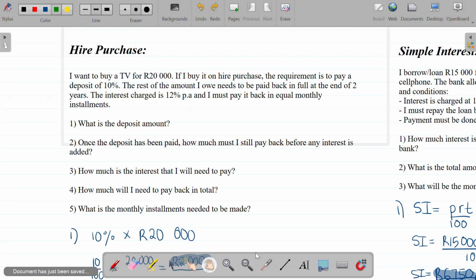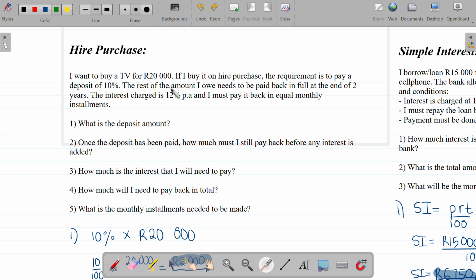Okay, let me just go up a bit. All right, so it says, I want to buy a TV for 20,000 Rand. That must be a really nice TV. If I buy it on hire purchase, right, the requirement is to pay a deposit of 10%. Now, guys, what a deposit is, it's an amount that you pay immediately upfront as you are almost signing the papers for taking out this TV and taking the TV home. It's a small amount that you are going to pay, right? So I'll show you how to calculate what that deposit is.